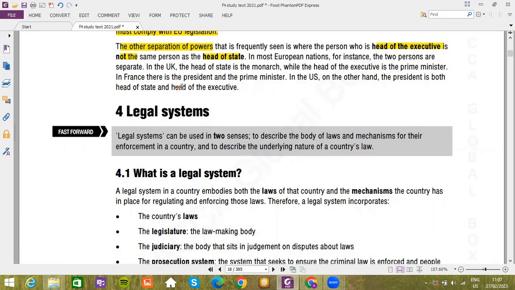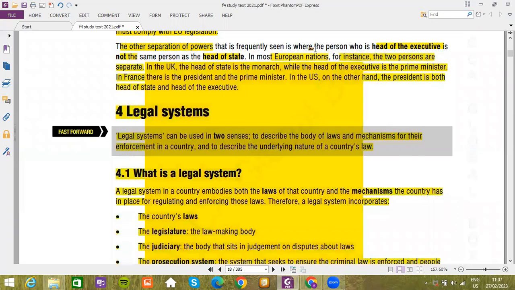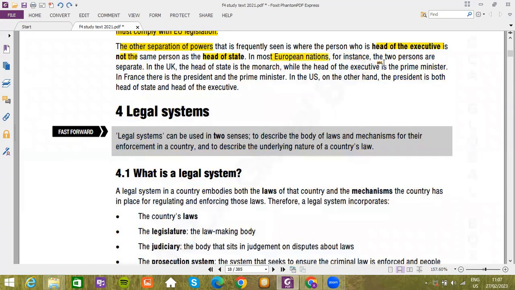That is the other separation of powers. In most European nations, for instance, the two persons are separate. In the UK, the head of the state is the monarch, while the head of the executive is the prime minister.